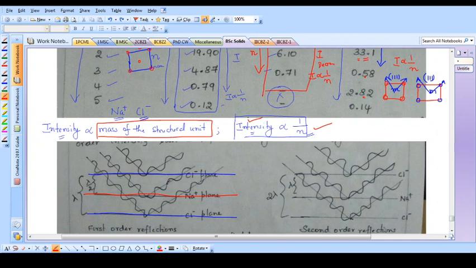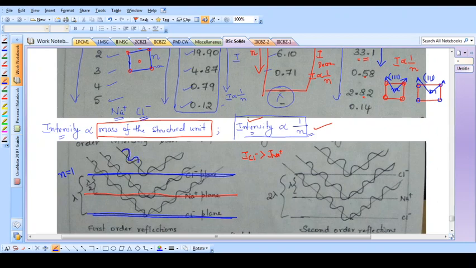So if I consider the first and the third plane, they contain only chloride ions, and since chloride ions have greater mass than sodium ions, the intensity of the X-rays reflected from a chloride plane is greater than the intensity of the X-rays reflected from a plane containing sodium ions. Okay, so let me consider a first order reflection from these two chloride planes.